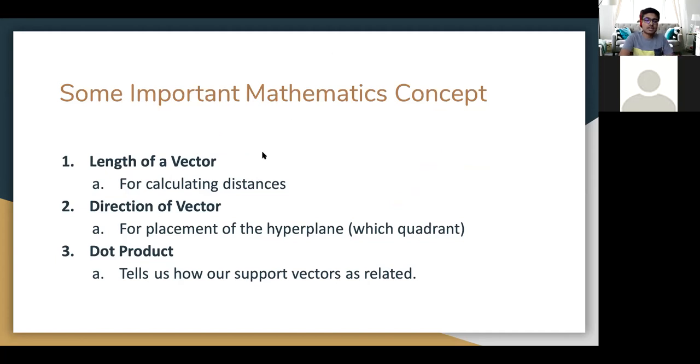And lastly, we use an important concept called dot product, which is a bit complex. It uses some trig functions and the length of our vectors, using all these concepts together. But basically, dot product is going to tell us how our two support vectors are related. Now, this is very critical because number 1 and 2, the length of a vector and the direction of a vector, both allow us to get to the third concept of a dot product and realize how our two support vectors are related, in order to see where the hyperplane is going to be created, where the margin is the greatest, so that we have better classification.